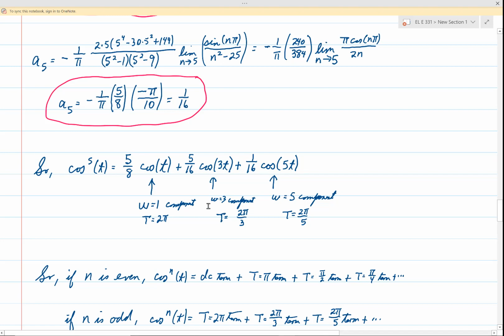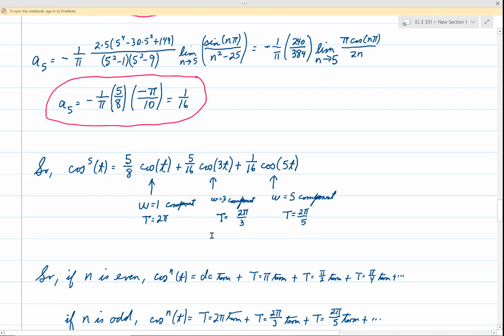And notice, getting back to what we talked about earlier, the cosine t, that's omega is equal to 1, so the period of this part is 2 pi. Cosine 3t is omega equals 3, so T is equal to 2 pi over 3. And for this last part, omega is 5, T is equal to 2 pi over 5. So this T right here for the first term is 3 times that one and is 5 times that one. So this T would also be a period for these two functions. It's just not the fundamental period.